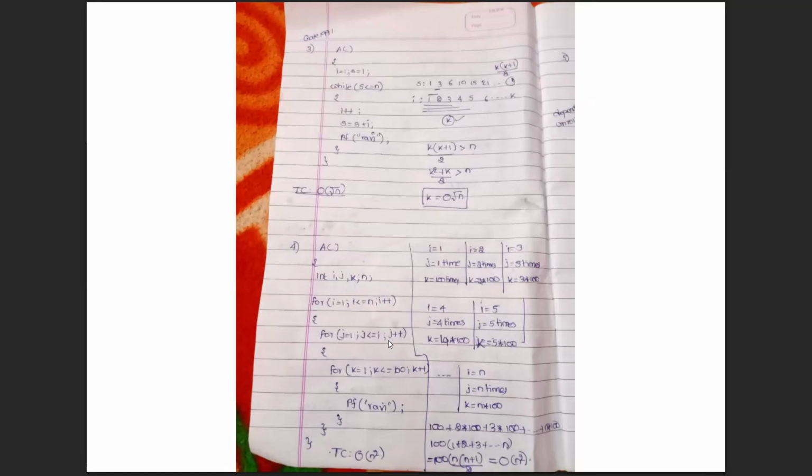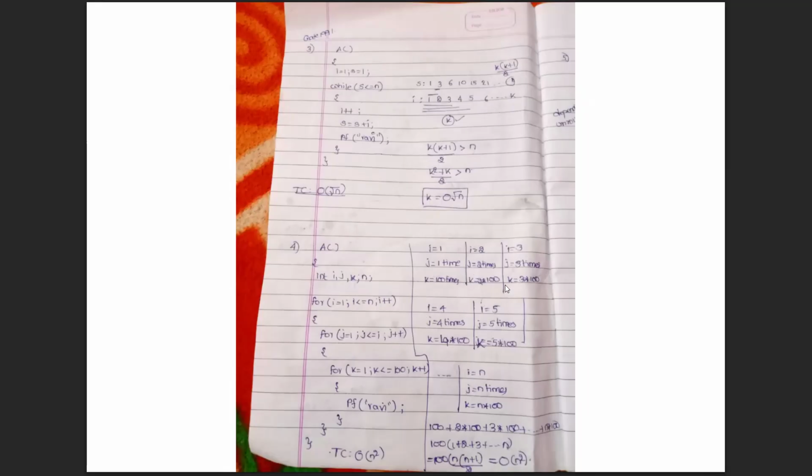It means 1 into 100, 100 times. So k will print 100 times whenever i equal to 1 and j equal to 1. Next, whenever i equal to 2 and j equal to 2, the count becomes 2 into 100, because here we are running the j loop two times. So each time we are multiplying this with 100. So here we are running the loop two times.